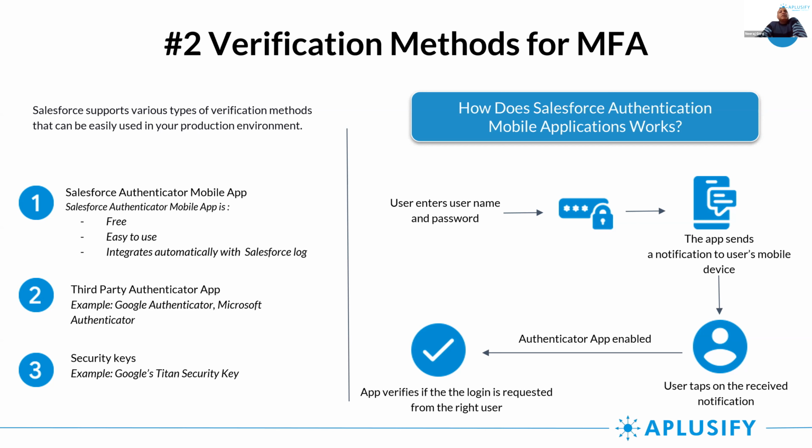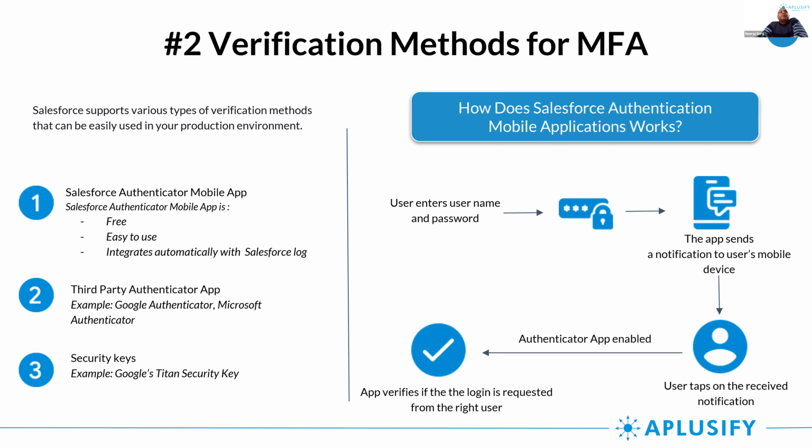And why has Salesforce built this app? Because Salesforce thinks that email can be compromised, your text messages can be compromised. So they have built an app which resides on your mobile device, and everyone carries a mobile device nowadays. So it's with you all the time. As soon as you log in, you get this notification on your phone. As soon as you click on this notification, the Authenticator app gets enabled and it verifies, and you have to actually click and say, yes, I am the user, I have logged in. And it verifies your username and password.